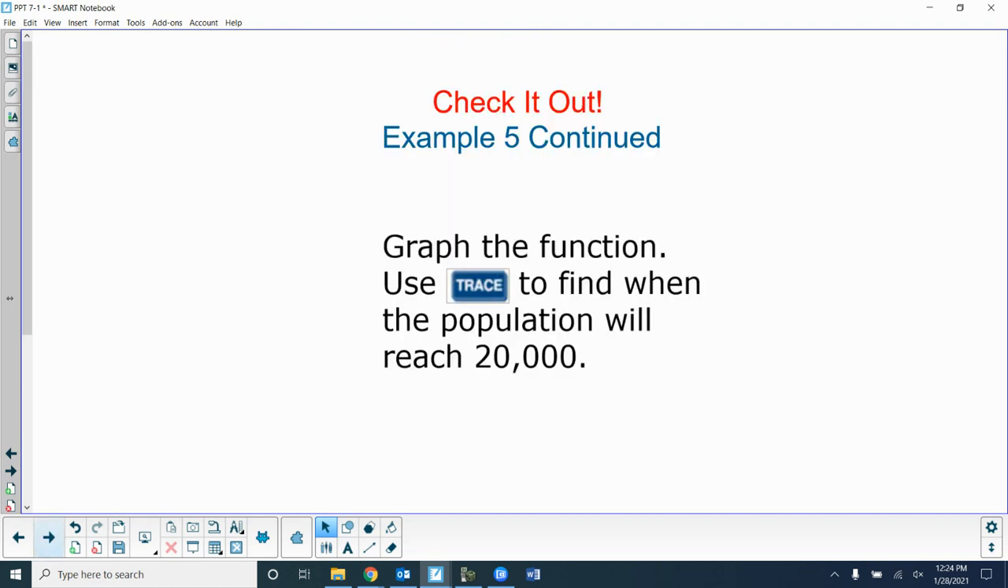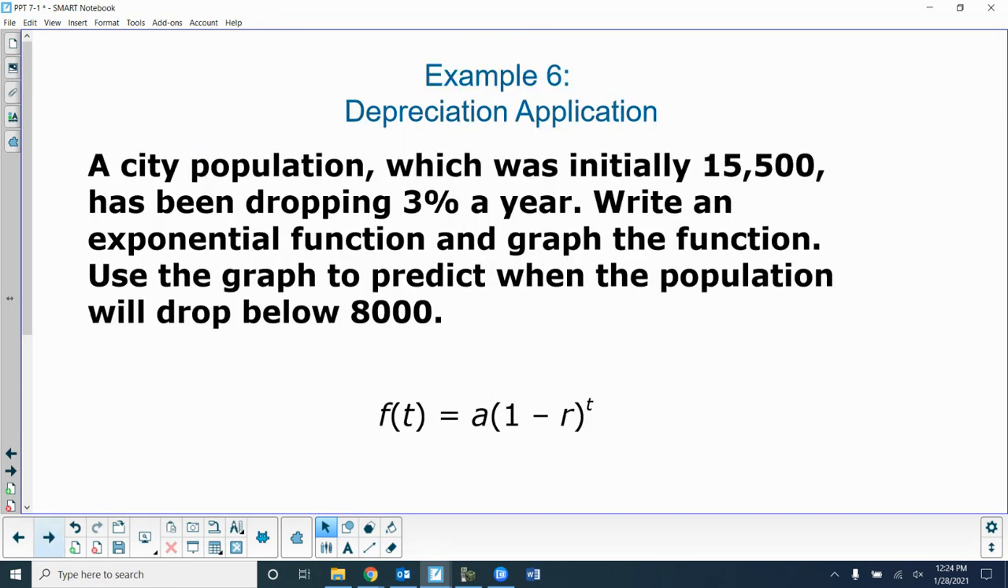How about this one? Which way are we going to go this time? Down, right? So this one, it's 1 minus R. What goes in for A? 5. And what goes in for R? 0.03. Okay, you figure out when it's going to drop to 8,000. So go ahead and do that decay one and figure out how many years.